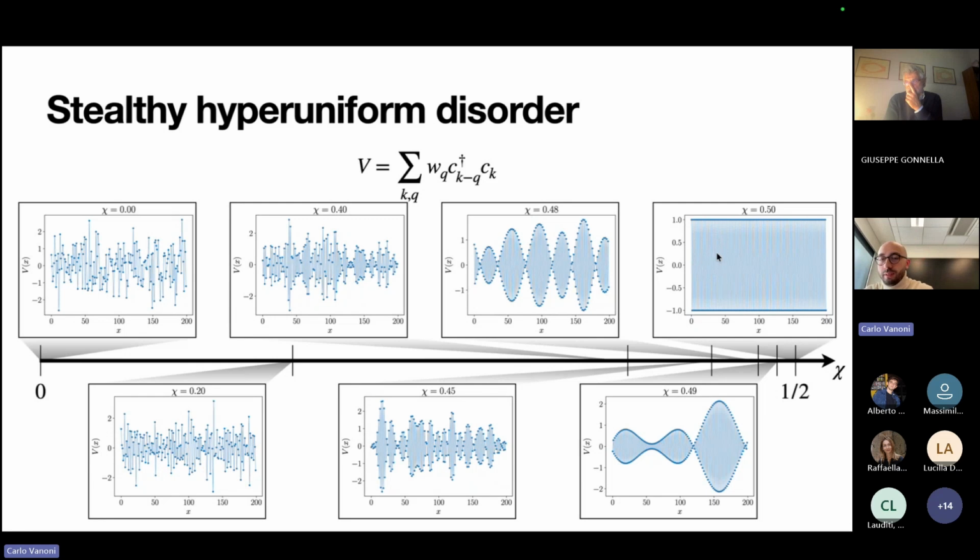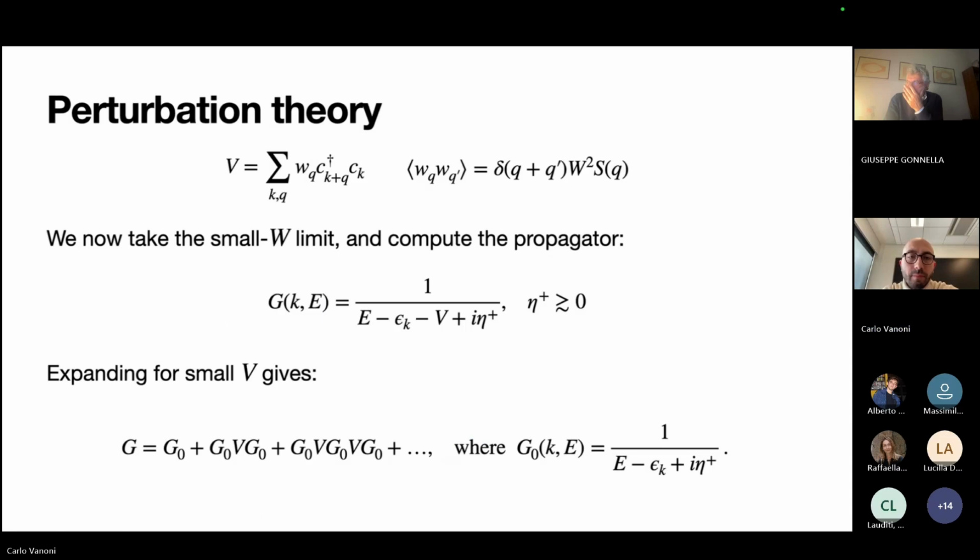In this case, the problem is trivial in the sense that it's solved by the Bloch wave functions. But let's see what happens in intermediate regimes. For example, chi equal to 0.4, which is quite a big value. To the naked eye, you wouldn't see much correlation in the real space representation, but as you will see, it will have major effects on the properties of the system.